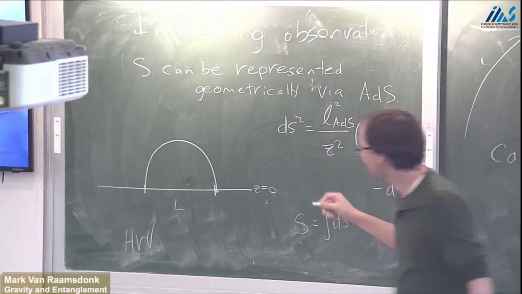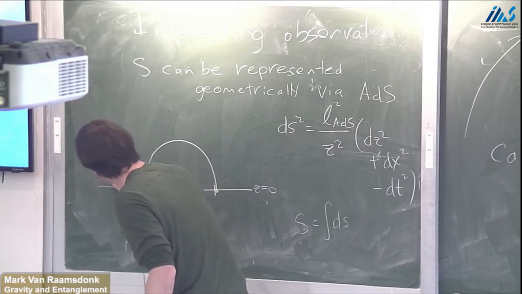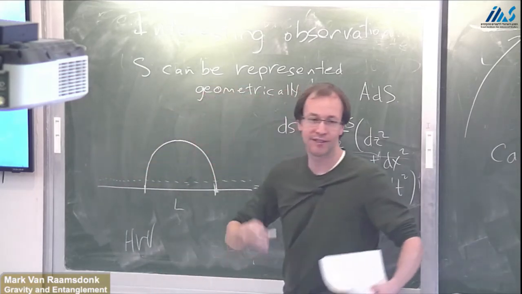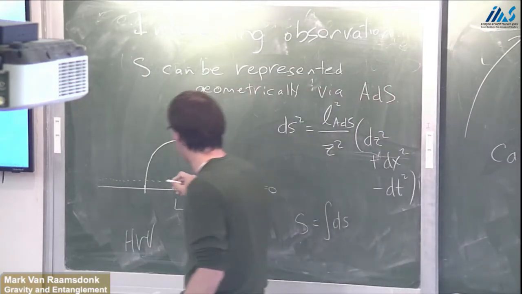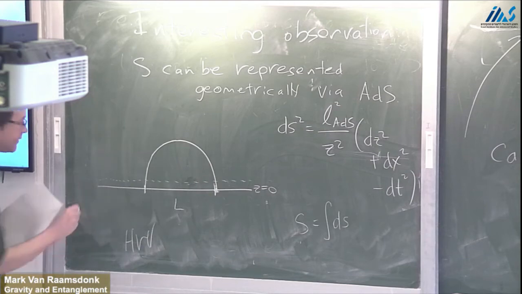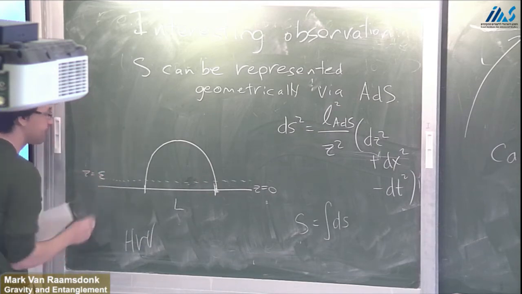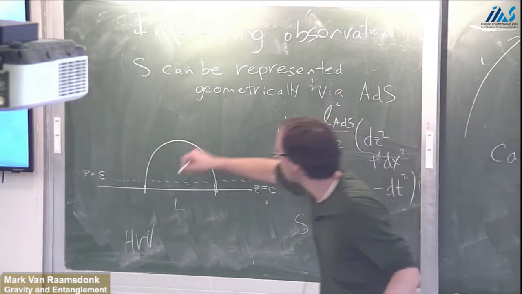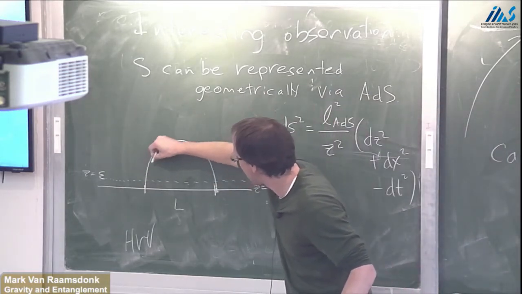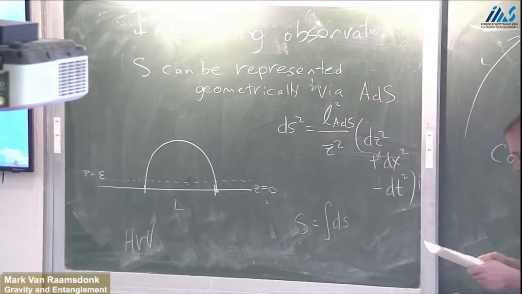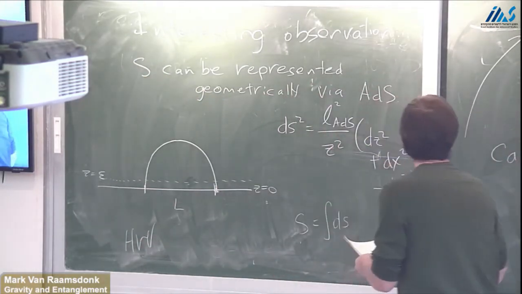but you can also do the following thing. Instead of just settling for infinity, you can consider a geometrical cutoff at z equals epsilon, the same epsilon as over here, and then instead of calculating the full length, just calculate the length outside this cutoff region.